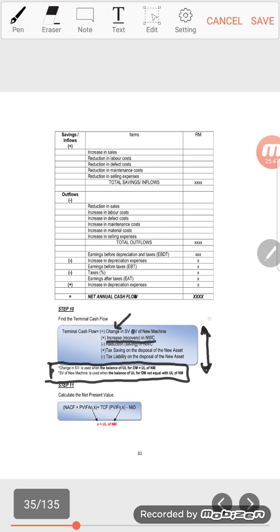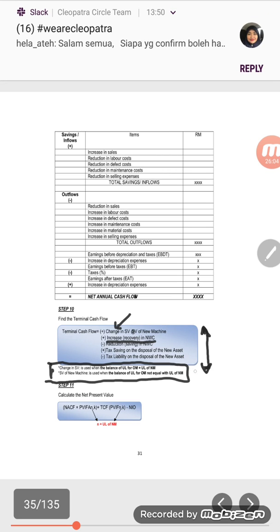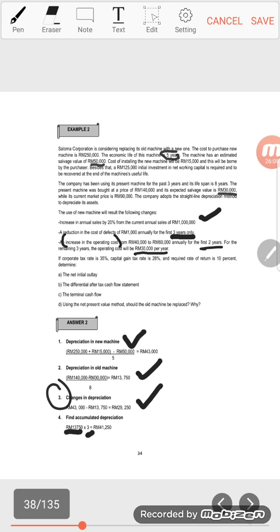Dia ada 5 item. So, tengok item seterusnya ialah tax saving dengan tax liability on disposal of new asset. Sekarang ni dia tak bagi pun selling price of new asset ataupun new machine. Jadi, kita tak perlu kira lah tax saving ataupun tax liability on new machine ni.